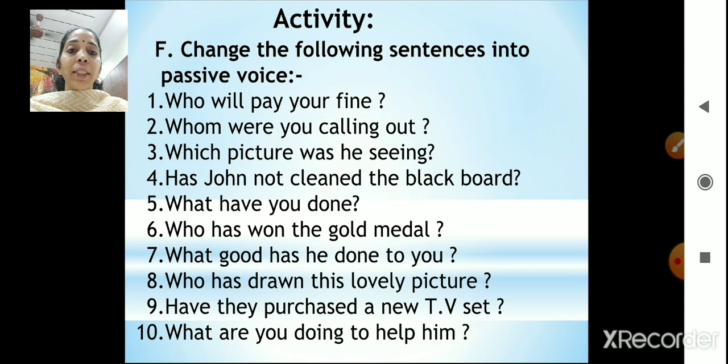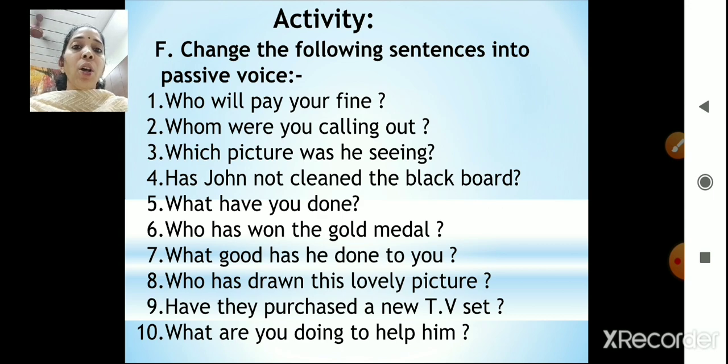Okay, so in these examples, if you notice, it's the same rule that we learned in model number 5. Interrogative pronouns in the beginning. Okay, and while changing, we need to remember what we have to replace. Which picture was he seeing? Which picture was being seen by him?